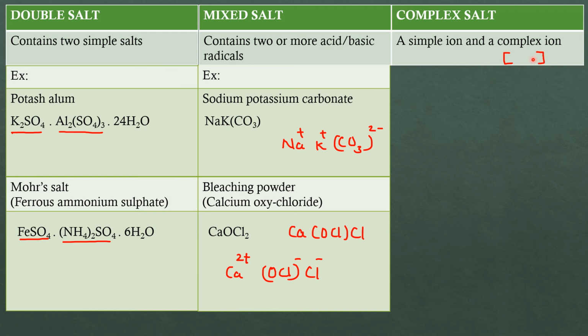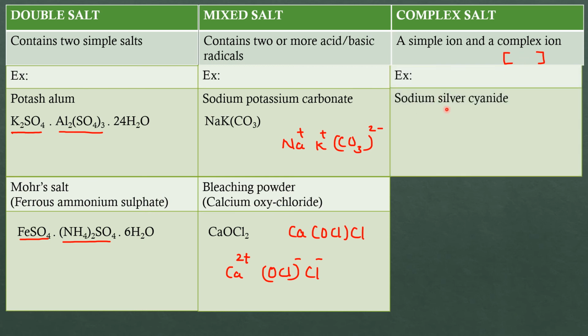In this complex ion, we will be having a coordinate bond between the metals and the negative centers called as ligands, details of which you will be learning in your 12th standard. Example is sodium silver cyanide. Formula is NaAg(CN)2. Here, Na plus is the simple ion. To counter that, we are having the complex ion [Ag(CN)2] minus.